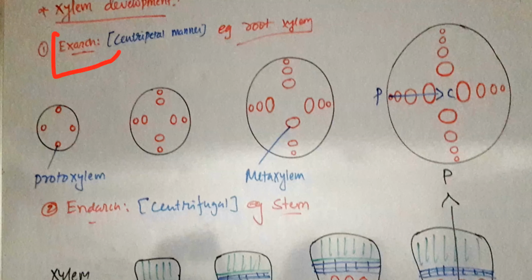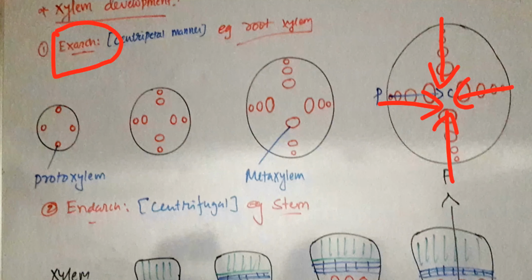Tell me, all of you, in this case, exarch development of xylem, which is normally seen in a root. Is it from periphery to center or from center to periphery? The development of xylem is taking place in which direction? Tell me. Exactly. It is from periphery to center. Can you justify? How can you confirm that it is from periphery to center?